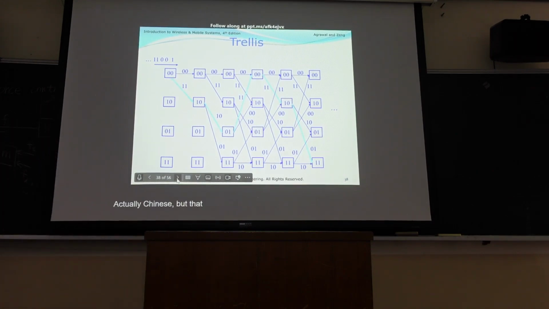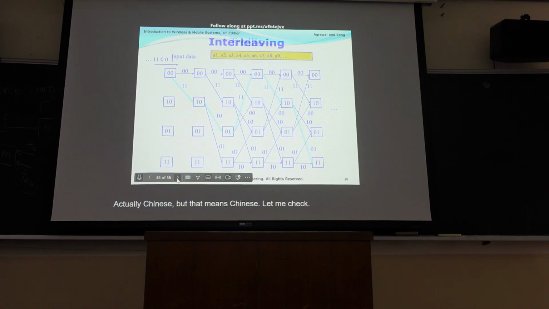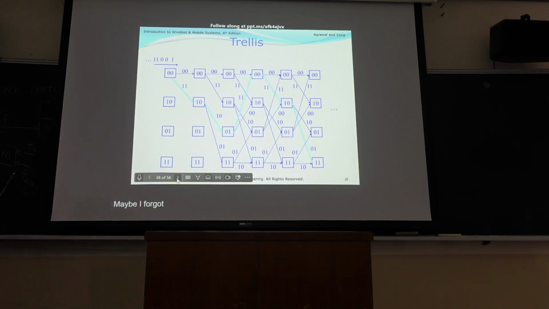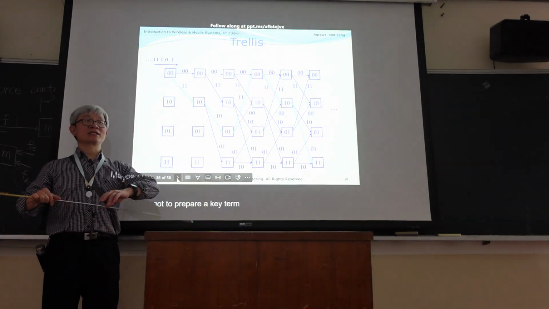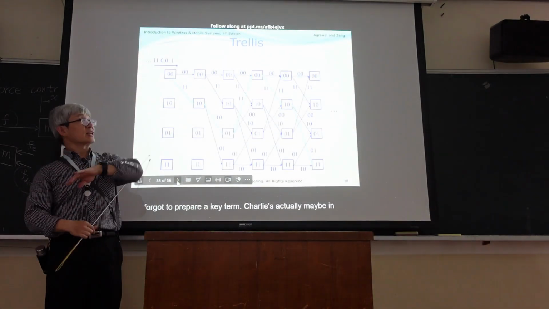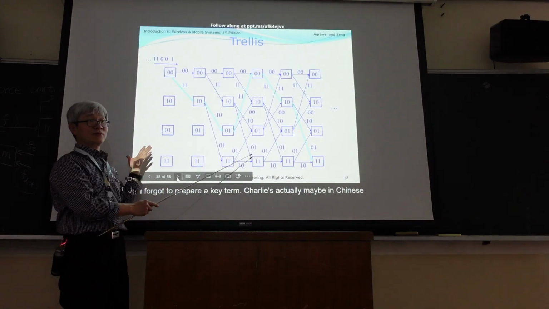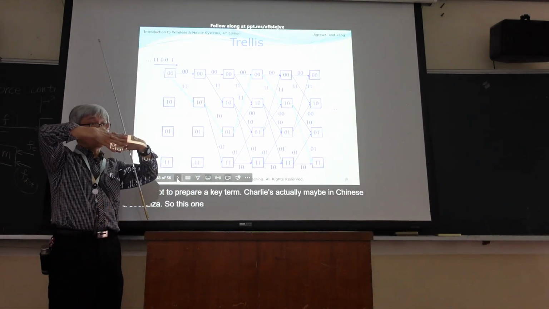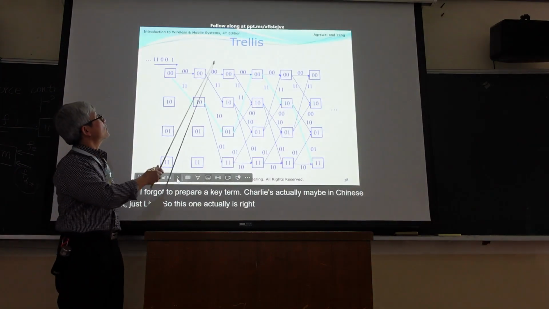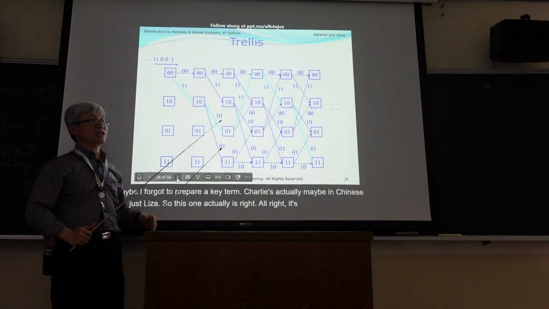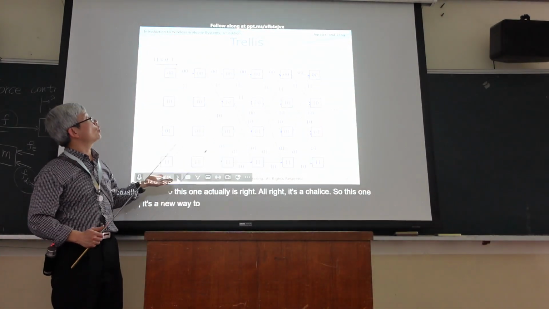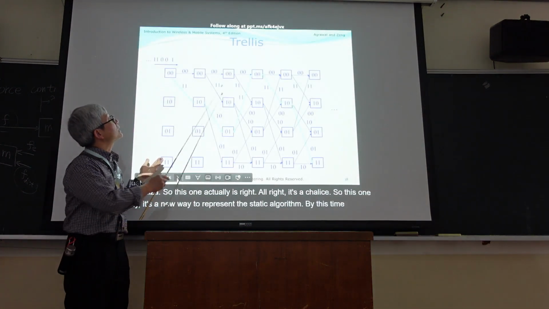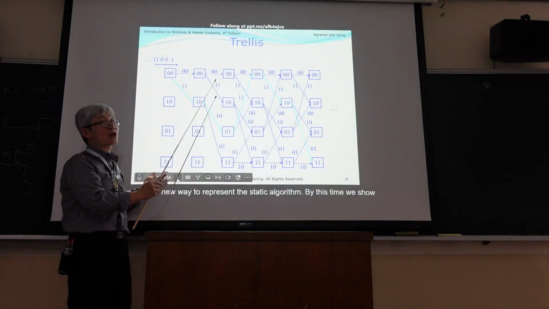Maybe I forgot to prepare a key term. Trellis, maybe in Chinese first, 就是林寨. So this one is a trellis, right? Alright, it's a trellis. This is a new way to represent the state diagram, but this time we show the state diagram in the form of a trellis.